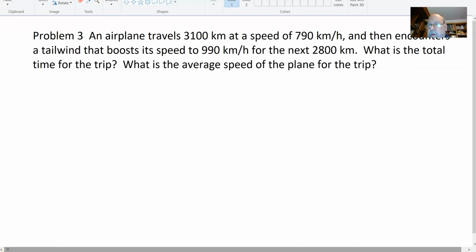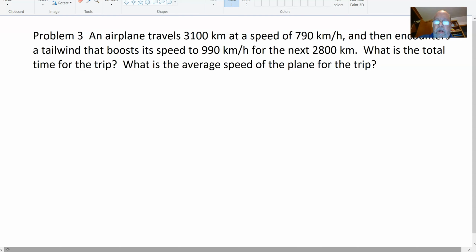Okay, this will be the video clip for problem number 3 in 1-3, rate of change of motion, acceleration. An airplane travels 3,100 kilometers at a speed of 790 kilometers per hour, then encounters a tailwind that boosts its speed to 990 kilometers per hour for the next 2,800 kilometers. What's the total time for the trip, and what is the average speed of the plane for the trip?